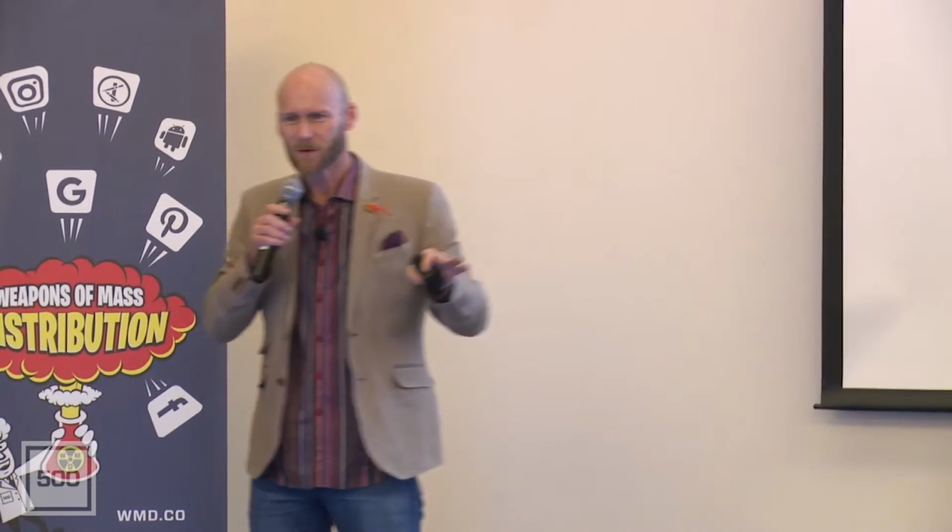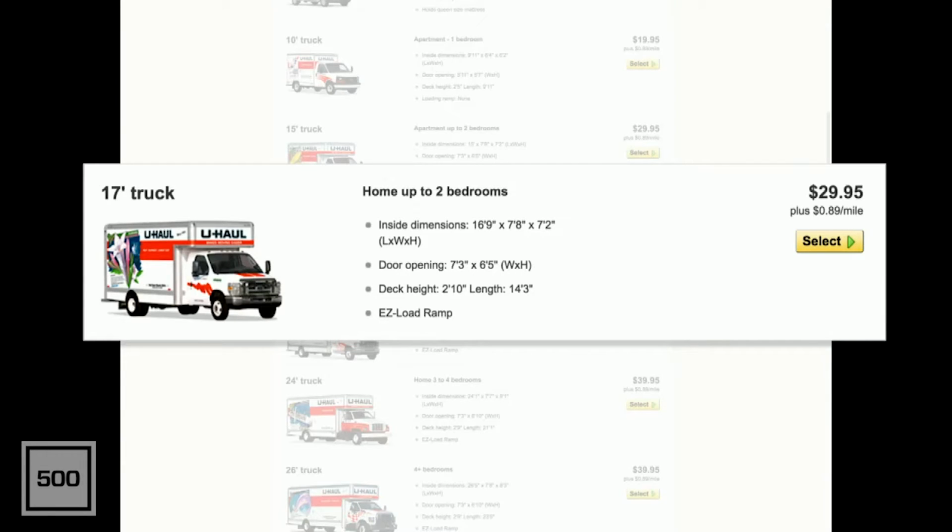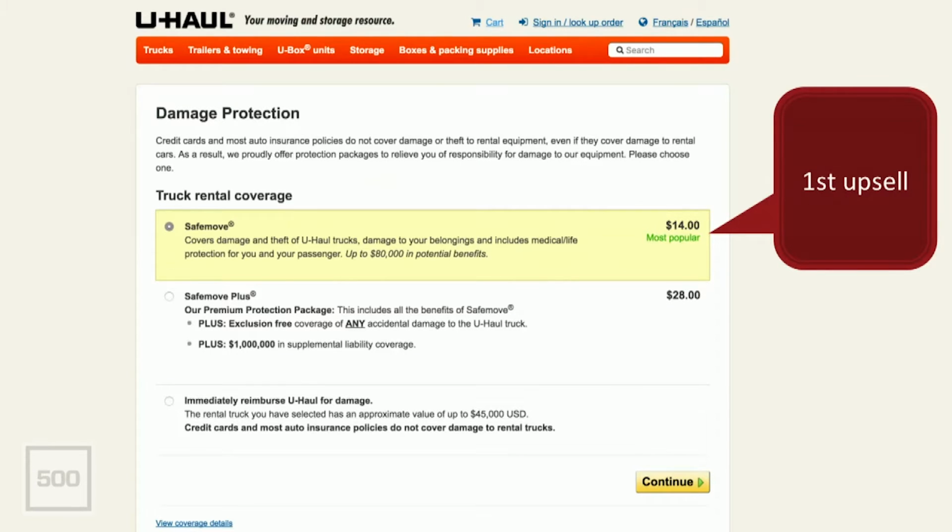First choice, you're there for the truck. They advertise it for 19 bucks. You're gonna splurge. You're going for the 17-footer at 29, plus 89 cents a mile, right? So $30 truck. Great, no problem, let's do this. First upsell, $14 for the insurance on a $30 truck. That seems a little much. I don't know, I don't totally get it. But the real damage is down here if you want to opt out of it.